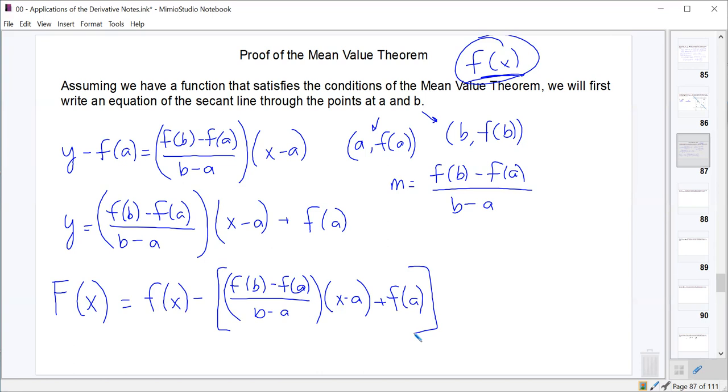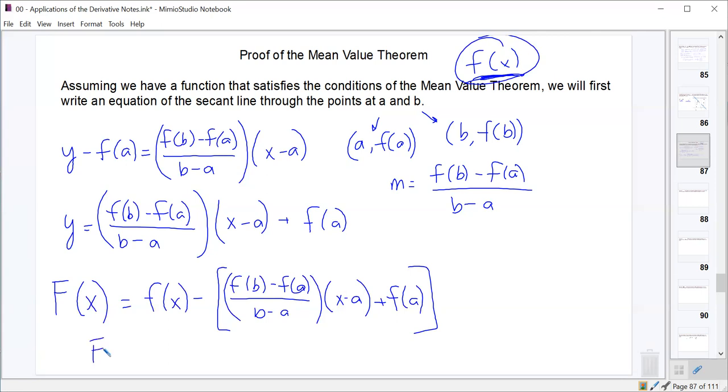Well, we said that f of x was a continuous function. And this function, our secant line, well, it's a line, so it must be continuous for all real numbers. And if you take a continuous function and subtract another continuous function from it, you get another continuous function. So this must be continuous on a to b. And we stated that f of x satisfied the conditions of the mean value theorem. And so we know that it's differentiable on the open interval from a to b, and any line is also differentiable from a to b. So this already meets the first 2 conditions of Rolle's theorem.